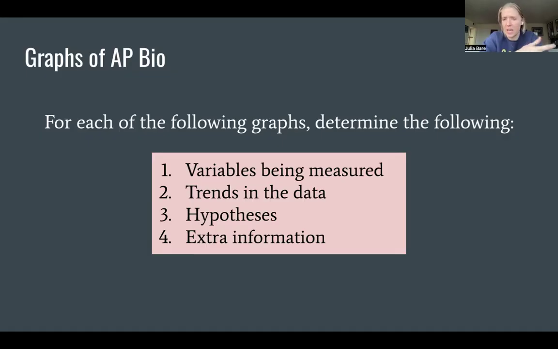You then need to take this information, the variables and the trends in the data, and use it to work your way backwards and figure out what the hypothesis was that these scientists were using during their experiment. And this is a really common question in AP Bio, to work backwards from graphing to figure out what the experimental design process was for these researchers. And then step four is a couple of extra little pieces of information that we're going to talk about in a second.